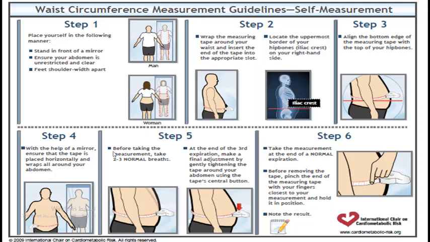Furthermore, we can teach patients to measure waist circumference themselves. Let's see the graphic. Waist circumference measurement guideline, self-measurement. Step 1. Place yourself in the following manner. Stand in front of a mirror. Ensure your abdomen is unrestricted and clear. Feet shoulder width apart.